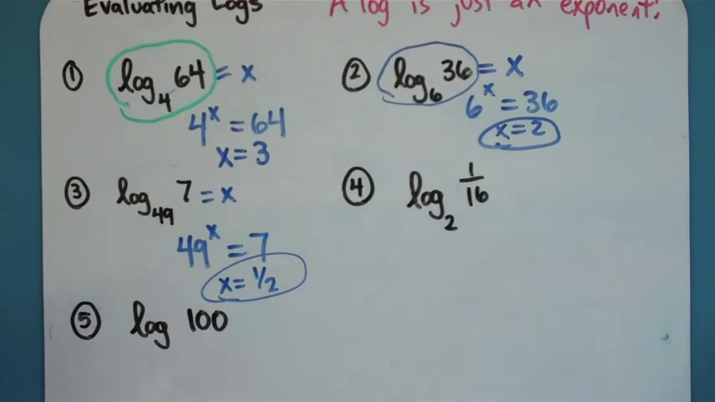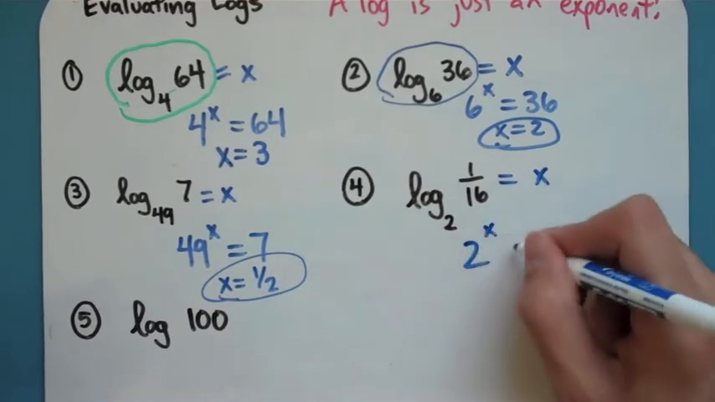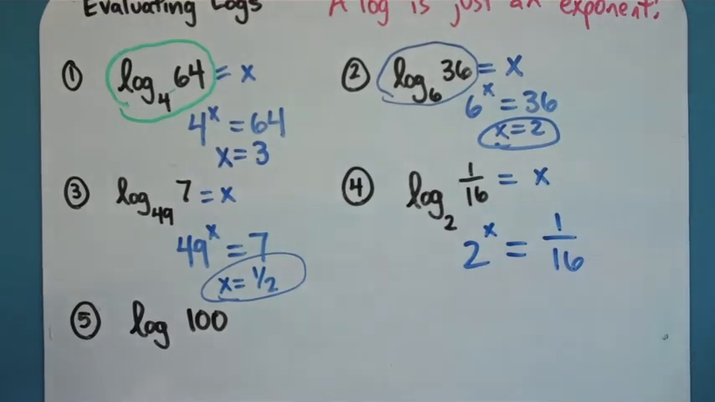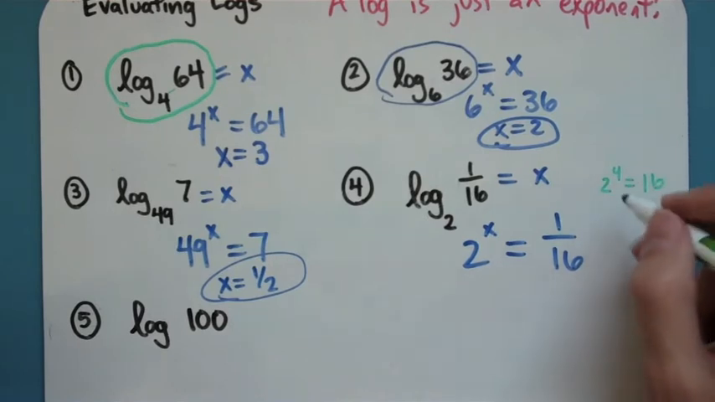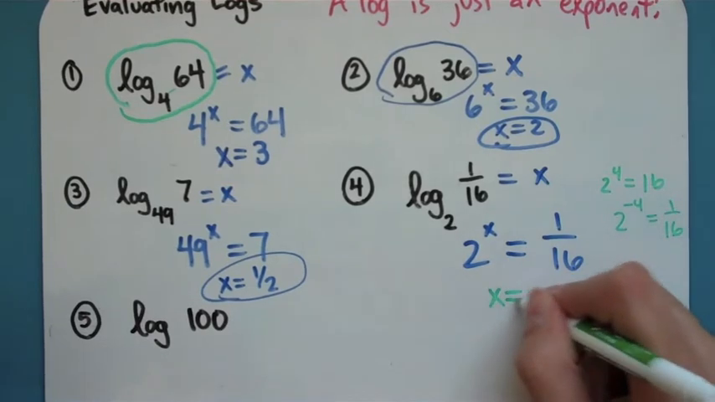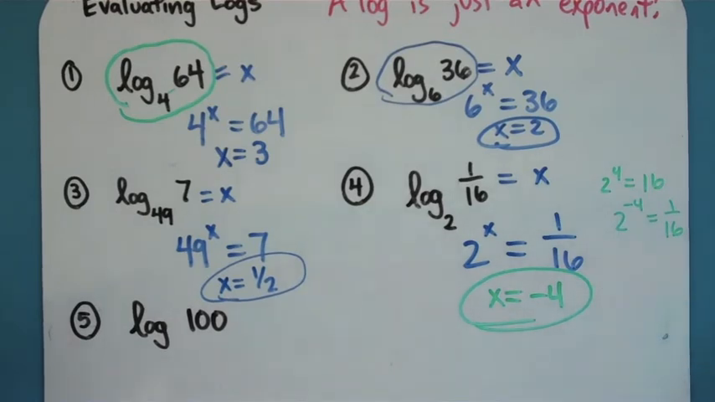On my fourth problem, we have to rewrite this as 2 to the x equals 1 over 16. Well, I know that 2 to the fourth power is equal to 16. And if you recall, a negative exponent sends it to the bottom of the fraction, so we end up getting 1 over 16. So the answer here is actually negative 4, because it sends it to the bottom of the fraction. If you see 1 over a number, chances are you're looking at a negative exponent for your answer.